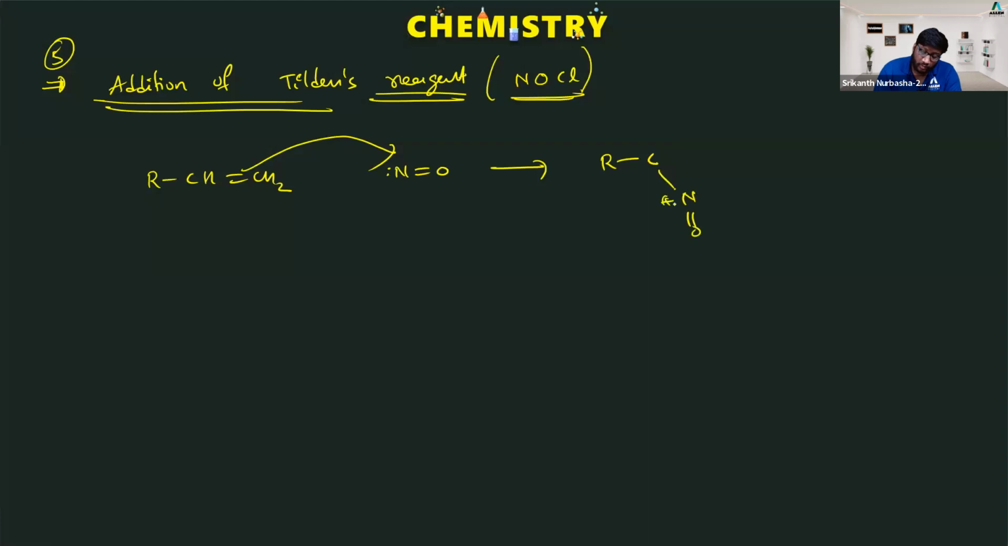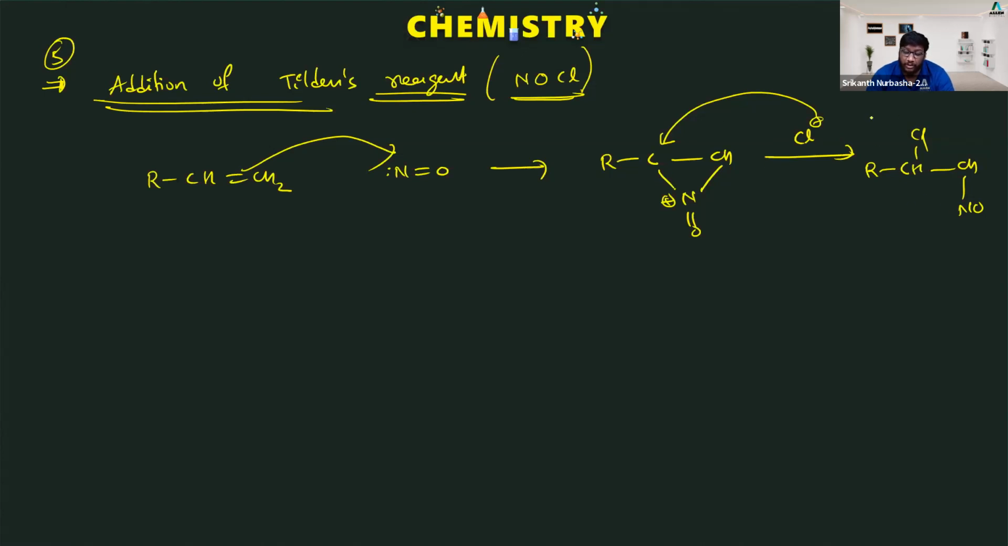R-CH-CH with N=O positive charge, and now Cl− comes into the picture and will try to attack, giving R-CHCl-CH-NO. Is this the correct way to write the mechanism or not? NOCl also produces N=O+. N=O+ is now attacked by the pi electron density of the alkene to form a three-membered ring like this. As soon as the attack occurs, you generate a three-membered ring, then the chloride ion present in the reaction mixture will try to attack.